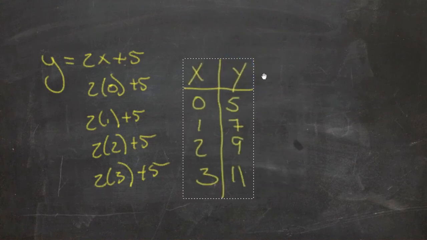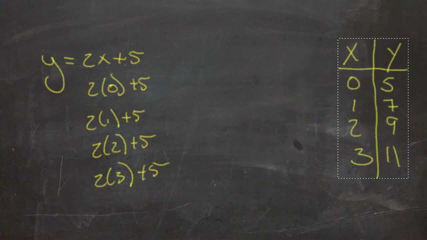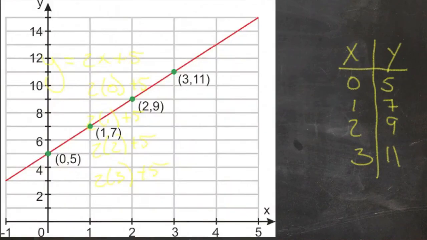And if we graph those, let me move this over here to the side so it's out of our way. And then if we graph these here, we can see, get rid of these little lines here, we can see that the points 0 and 5 are graphed here, and 1 and 7 are graphed here, and 2 and 9, and 3 and 11.